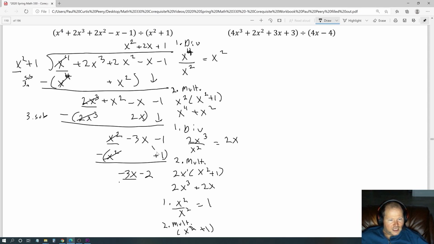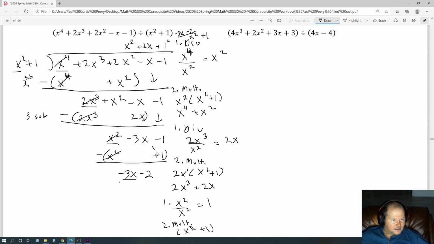Next we're going to try to divide this negative 3x by x squared. It will not go in evenly, so that's going to go into the remainder. And I did not give myself enough room to write the remainder. That is unfortunate. But basically, I'm going to write the negative 3x minus 2, and I'm going to stick it over the divisor of x squared plus 1.